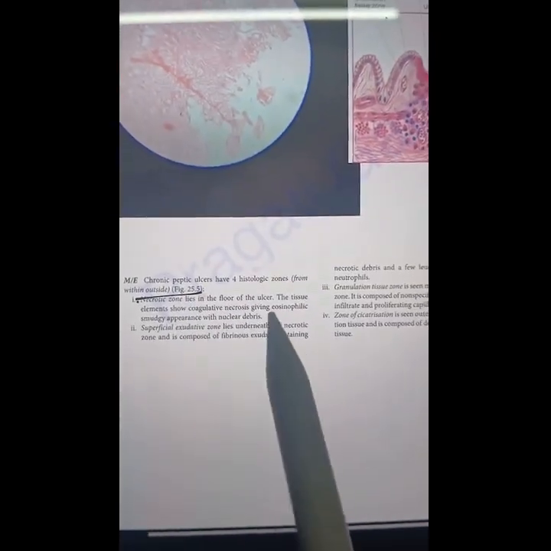So there are four zones. The first zone is known as the necrotic zone, where coagulative necrosis is seen, with an eosinophilic smudgy appearance. Then the superficial exudative zone, with fibrinous exudate, leukocytes, and neutrophils. Then the granulation tissue zone, with chronic inflammatory infiltrate, and last is the zone of cicatrization, dense fibrocollagenous scar tissue.